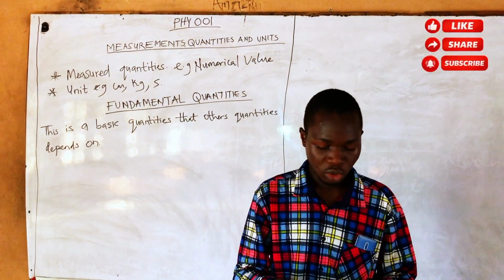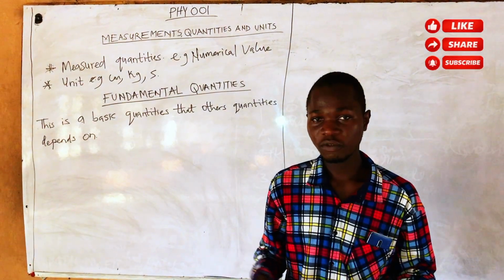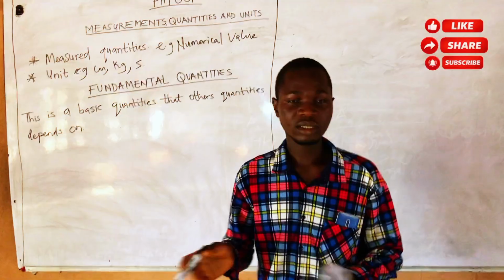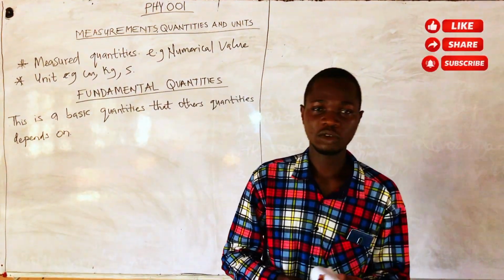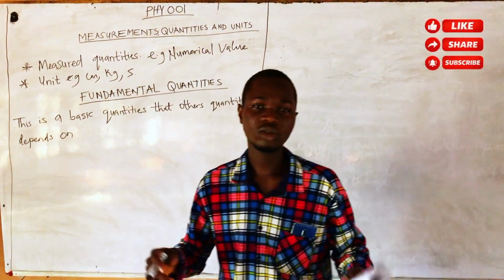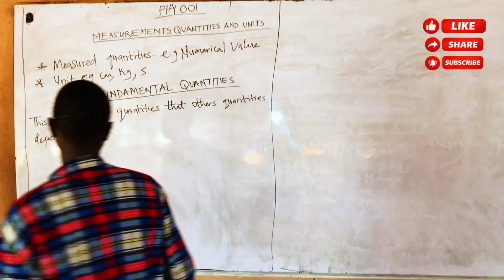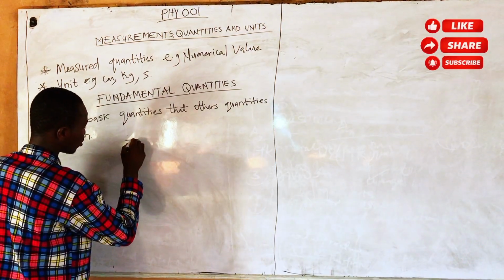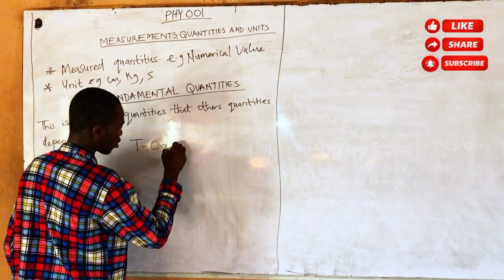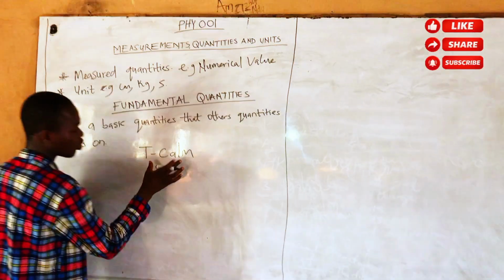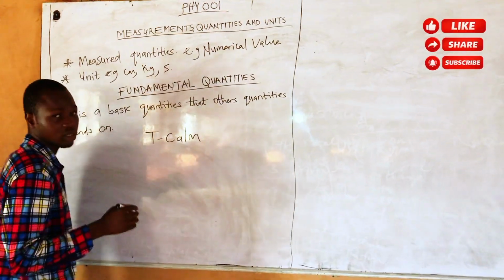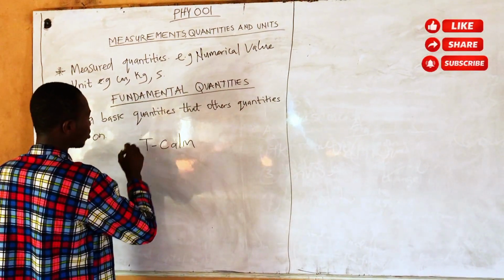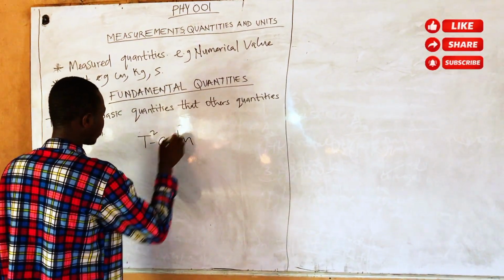So in physics, we have 7 fundamental quantities. We have time, we have mass, and the rest. But I have a mnemonic for you in order to master all 7 fundamental quantities. So this is the mnemonic. If you are able to remember this, definitely you will know how to list the 7 fundamental quantities. This one, T squared, this one, C squared. Okay, let's begin.